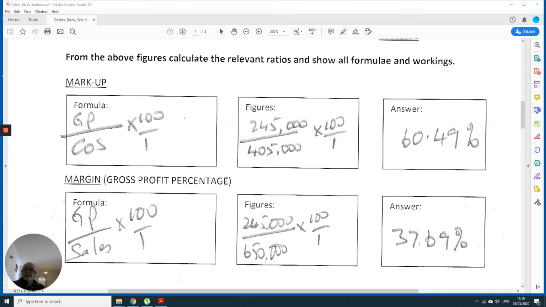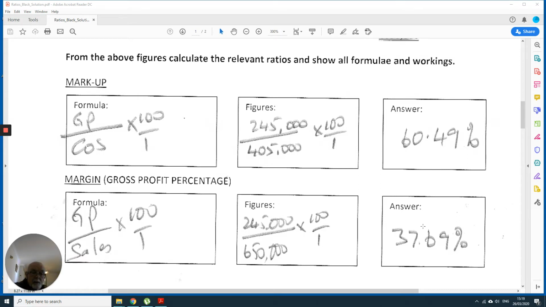Over cost of sales by 100 over 1, and the figures: 245 is our gross profit and the 405,000 is the cost of sales. Multiplied by 100 over 1 gives us 60.49%. Make sure you go to two decimal places. Don't be tempted to say 60.5, leave it at 60.49, and also don't forget your percentage symbol.